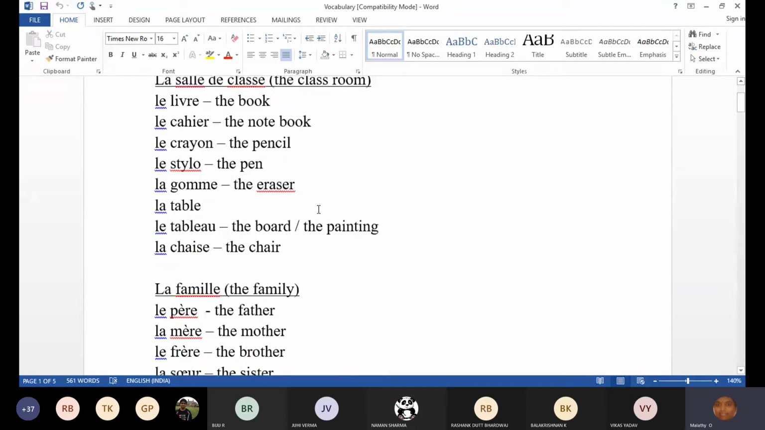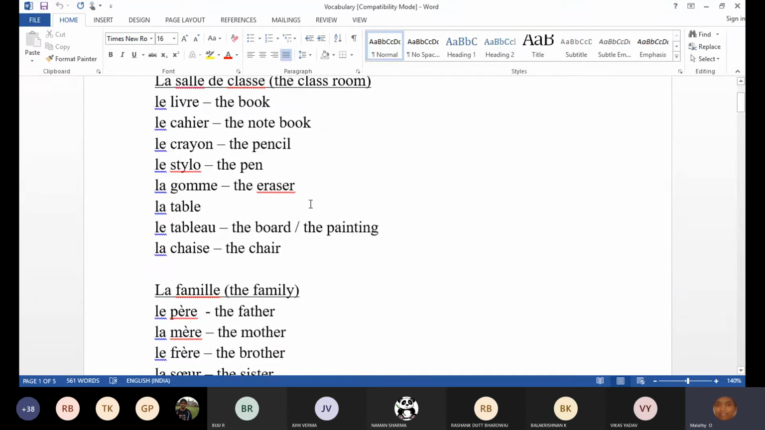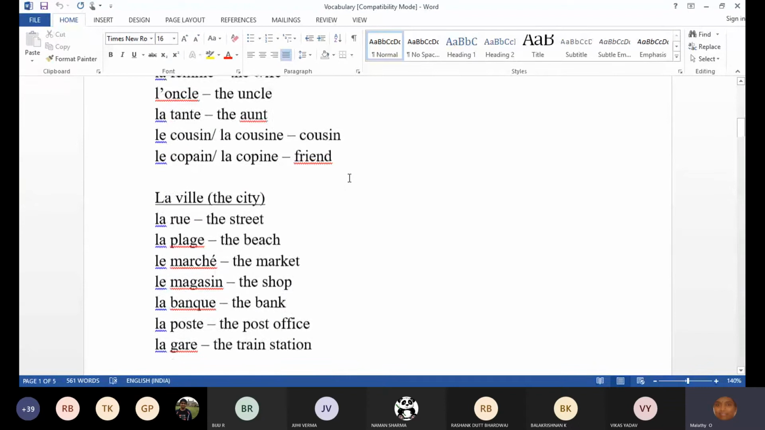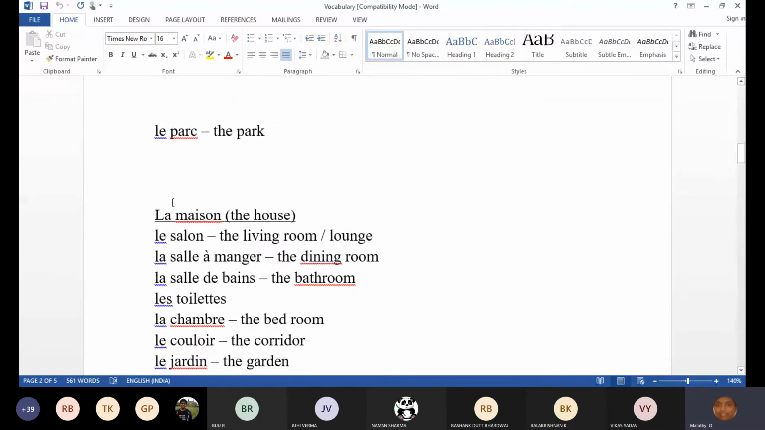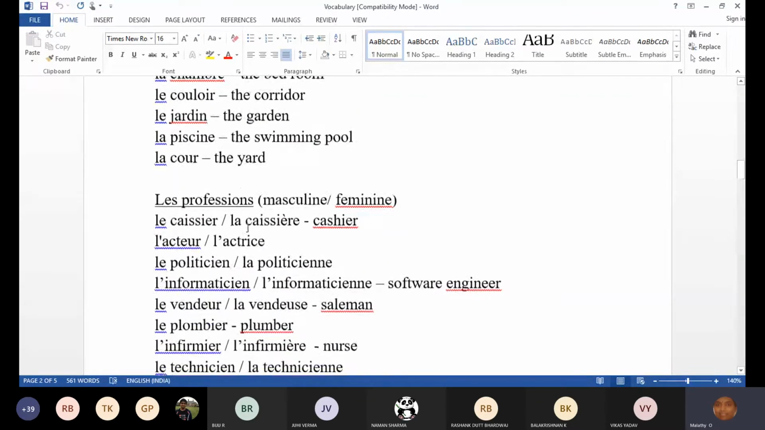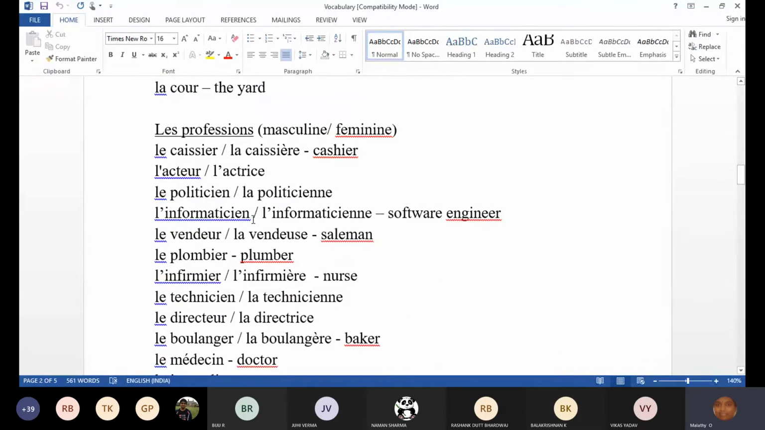So we have a few more lists of words, like a list of few classroom objects, la salle de classe. You have a list of few words related to la ville, la maison, les professions. The professions are given in two genders. We will learn about the gender differences and the rules for changing the gender later, not now. So now you just know the vocabulary.